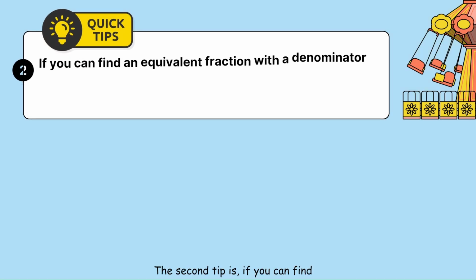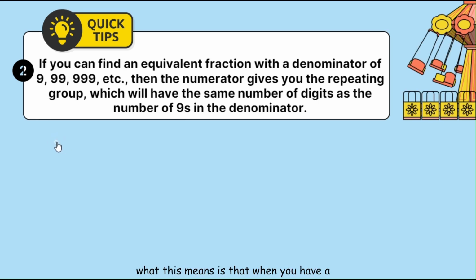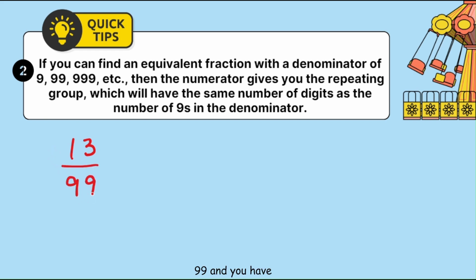The second tip is, if you can find an equivalent fraction with a denominator of 9, 99, 999, etc., then the numerator gives you the repeating group, which will have the same number of digits as the number of 9s in the denominator. So what this means is that when you have a fraction, for example, 13 over 99, and you have 99 or 999 or 9 in the denominator, what you do is you count the number of 9s and move the decimal place that many places back.